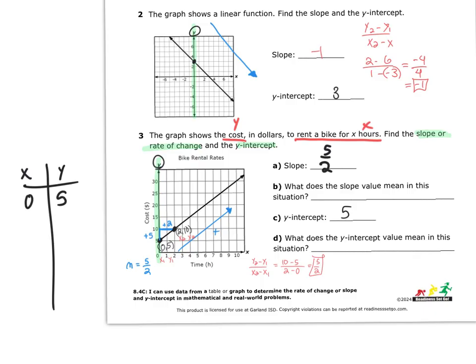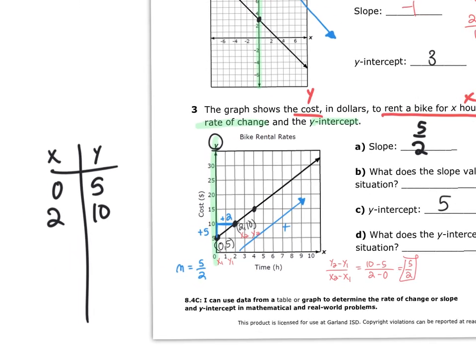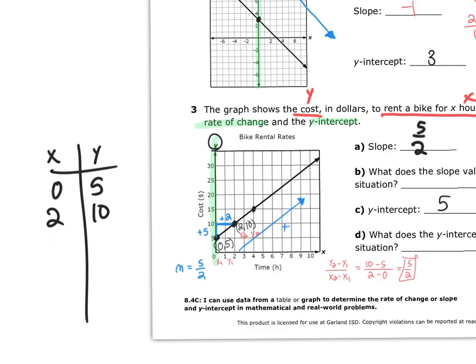If we say, hey, can I have the bike, we pay for it, and then we say, never mind, I don't want the bike, it still costs $5. Kind of a bummer. Now let's go over to 2 hours. If we want it for 2 hours, it's going to cost $10. It's hard to tell how much it would cost for 3 hours. I'm not going to use that point because it's not a pretty point. But I can use this point right here. 4 hours would be 15. So if I wanted to rent it for 4 hours, that would be $15.